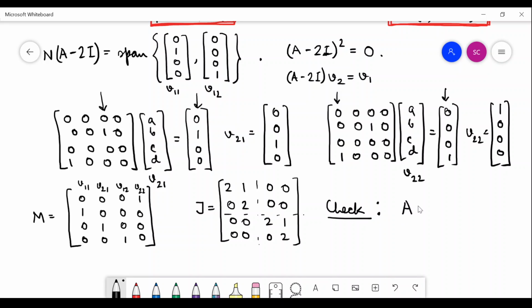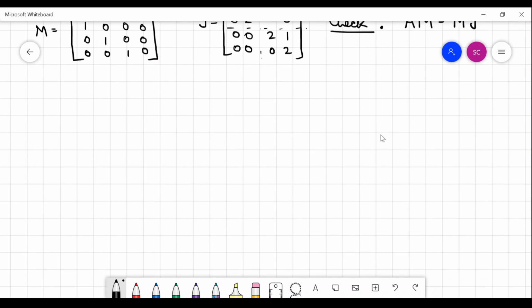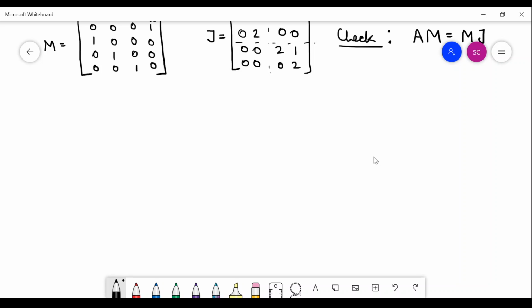Check that AM would be equals to MJ. This check you can do yourself. Okay, I will not do the check for you. This is simple matrix multiplication. You will find out that AM would be equals to MJ. Okay. So we move ahead to the next example.